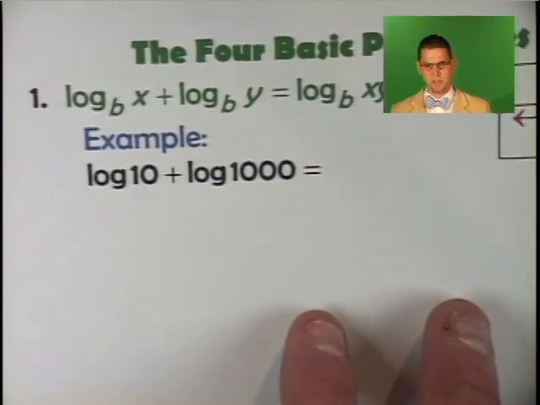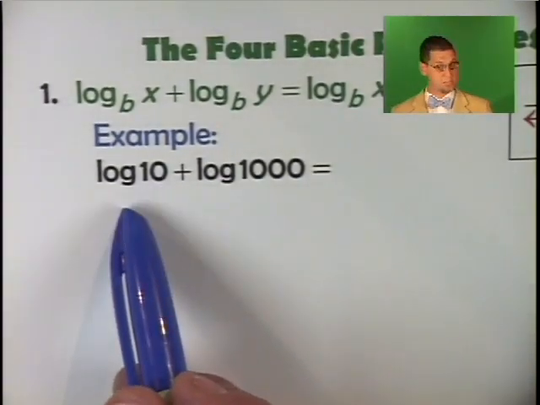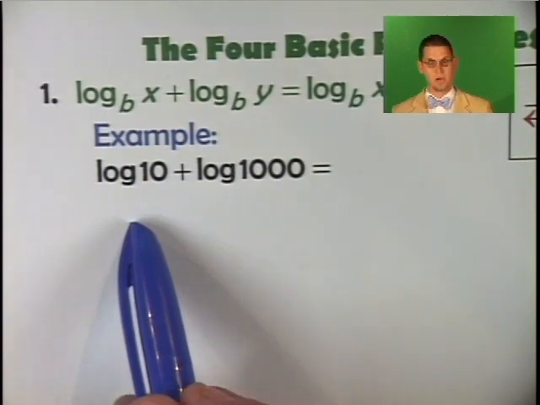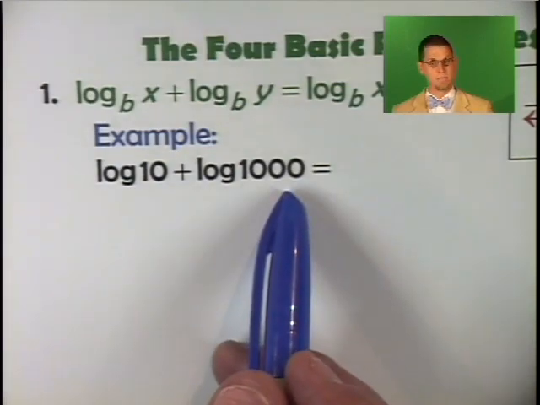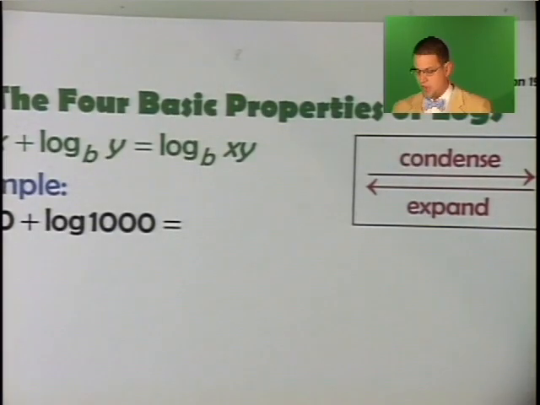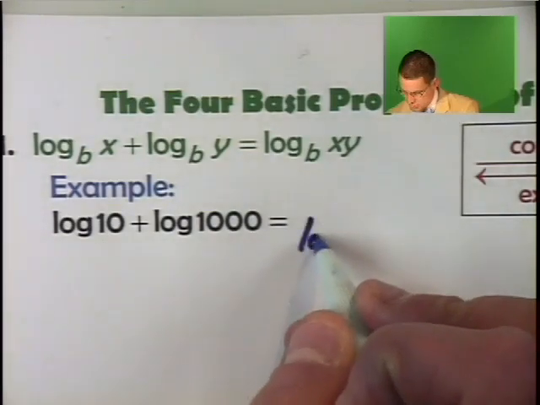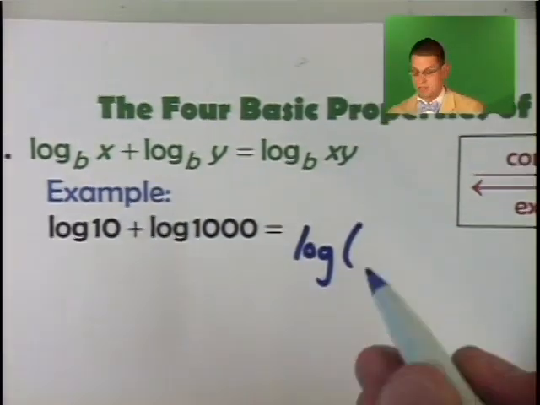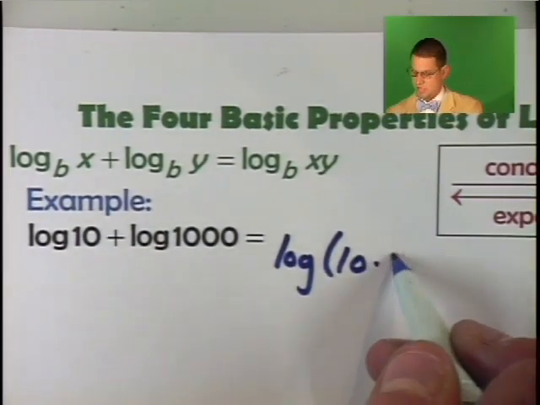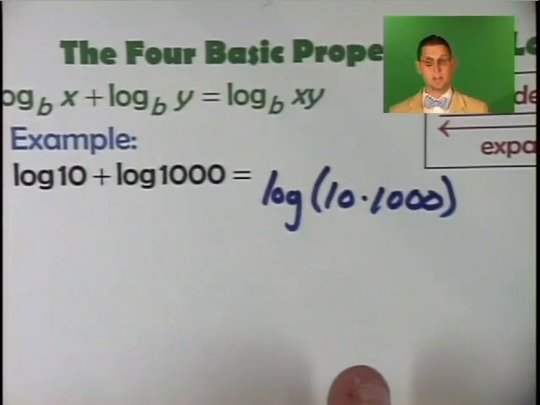Now let me show you this thing in action here. For example, if I have log of 10, which remember means log base 10, the common log, plus log of 1,000. What does the property say? Well, the property says that I can write log 10 plus log of 1,000 as log of 10 times 1,000. Okay? That's what the property says, and I'm going to get an equivalent answer.